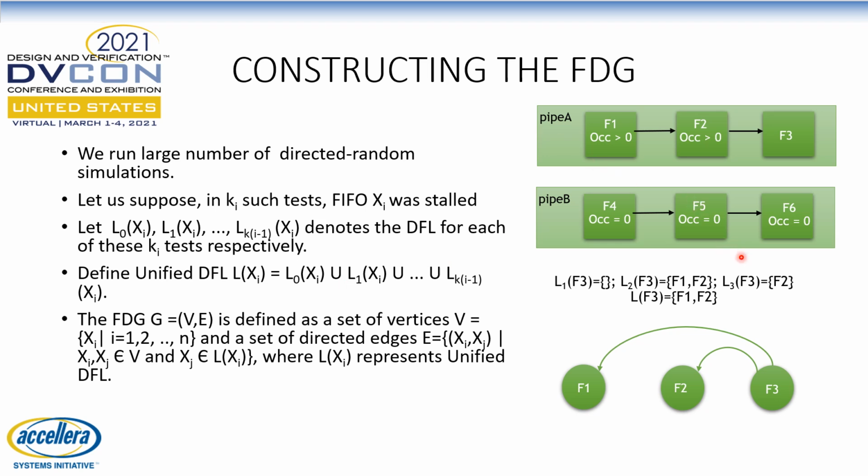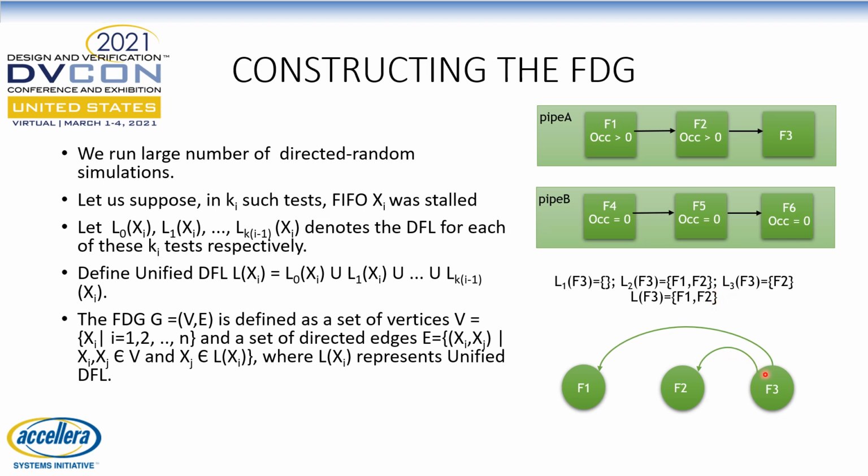To explain this procedure better, let's take the same example as before. In this case, we stall the FIFO F3, and let's say in a test we had no traffic through pipe A. So L1 F3 turns out to be a null set. In another test, it's possible that after FIFO F3 was stalled, a lot of traffic went in, and we found the L2 F3 to be F1 and F2. And there could be something in the middle where after F3 was stalled, some traffic went in which filled F2 but didn't overflow into F1, causing L3 F3 to be F2 only. Once we have the dependency lists, we take the union of these, so LF3 becomes F1 and F2.